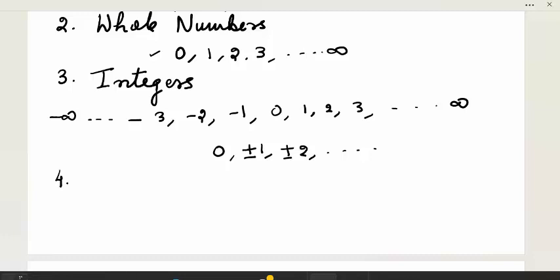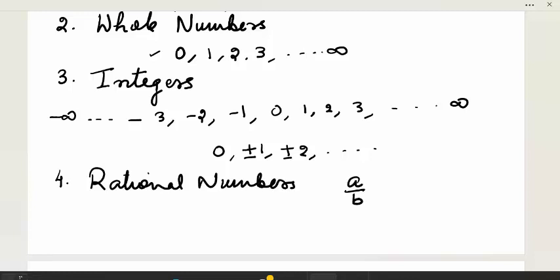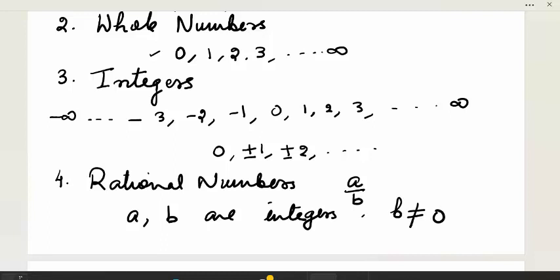The next type of numbers which we come across are rational numbers. Now, what are rational numbers? Rational numbers are of the type A by B, where A and B are integers. And there's a condition, B should never be zero, because if we take the denominator to be zero, then the number would not be defined.